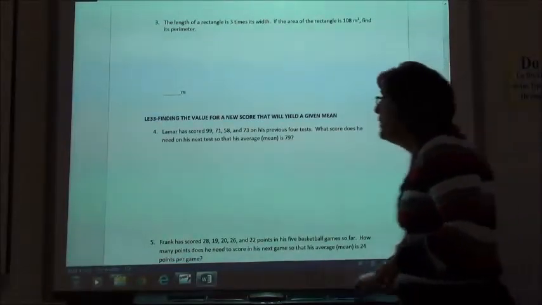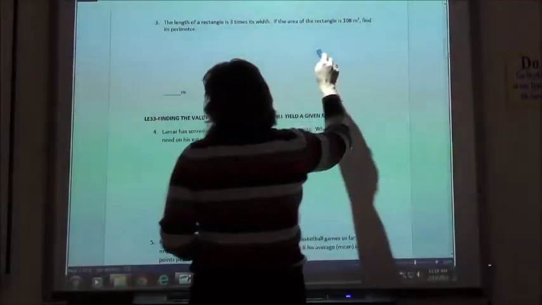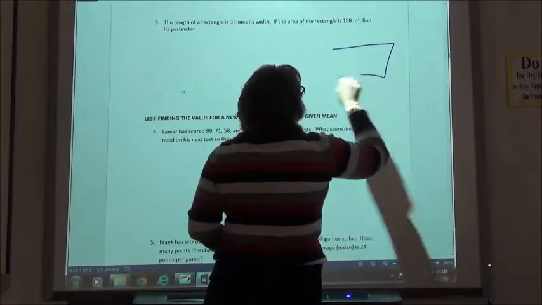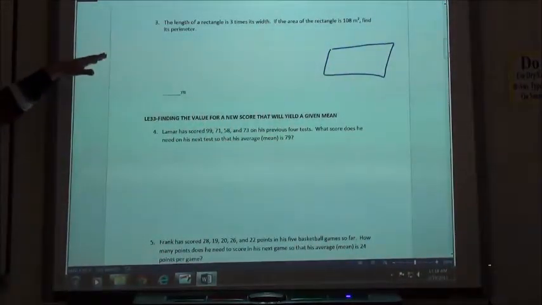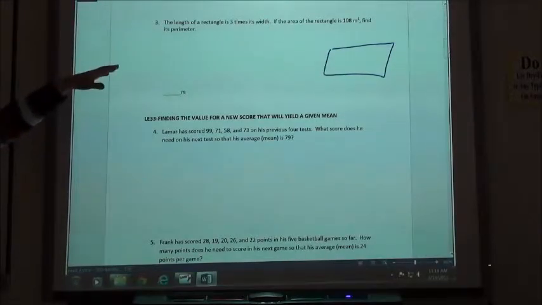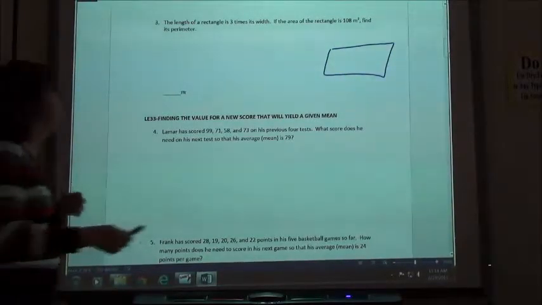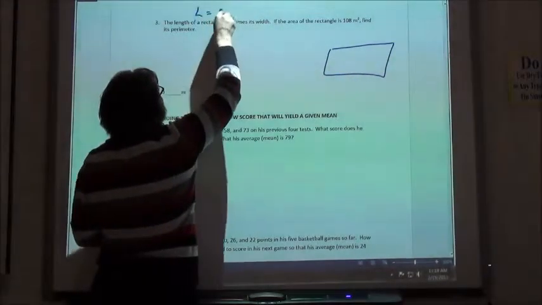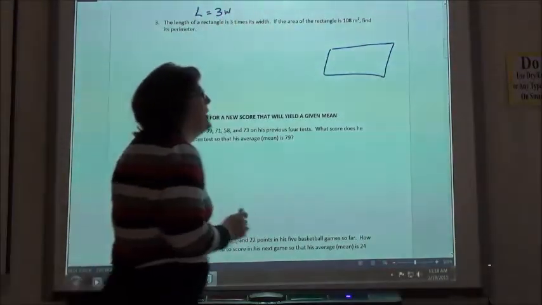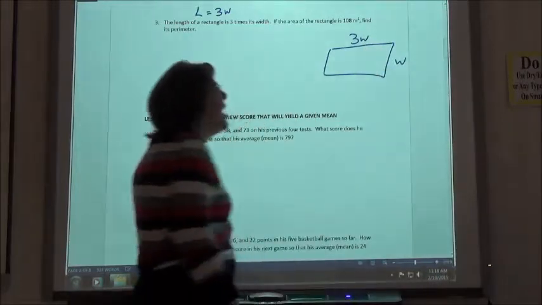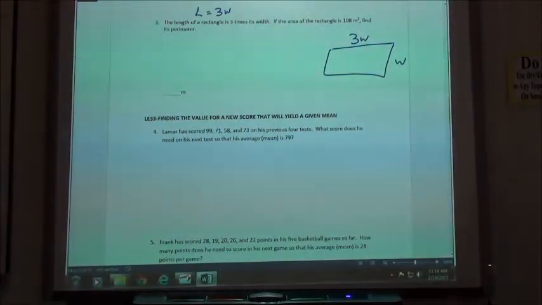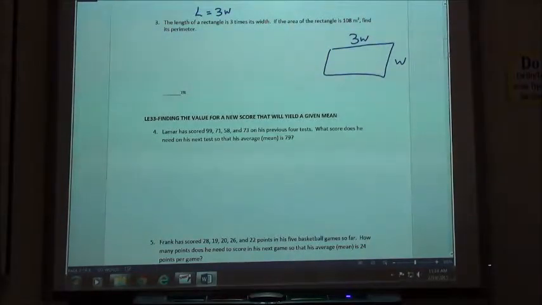The third one. Again, I'm going to have my rectangle, draw it over here. It says the length of my rectangle is 3 times its width. So again, 3 times its width, L is going to equal 3W. So over here my width is W, my length is 3 times the width, so it is 3W if I label my sides. However, notice this question doesn't tell you what the perimeter is.